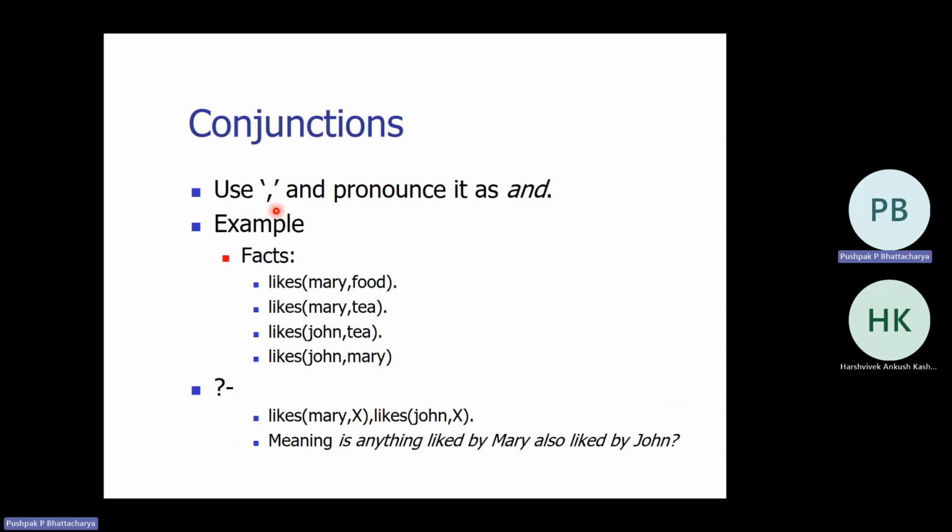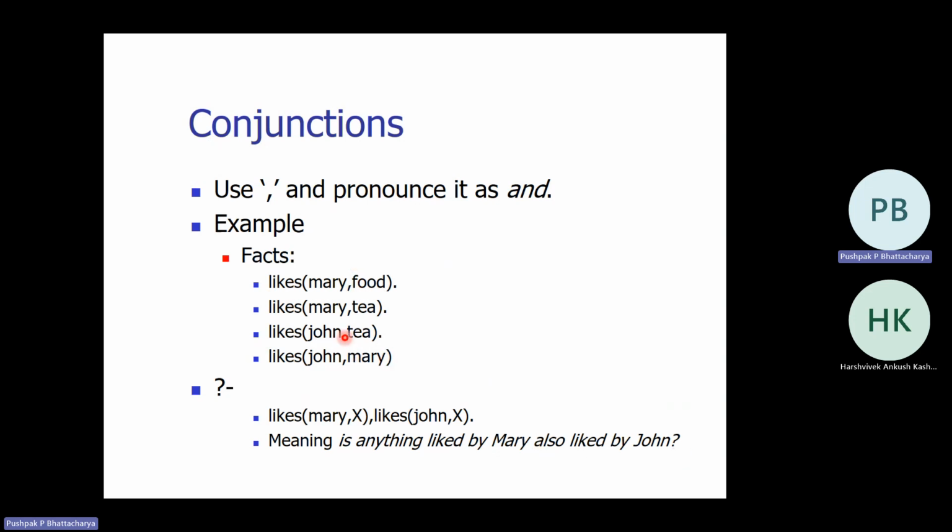Conjunction: use a comma and pronounce this as "and". Suppose you're given these facts: likes(mary, food), likes(mary, tea), likes(john, tea), likes(john, mary). So if we have this question, likes(mary, X), likes(john, X): is there something that both Mary and John like? Yes, that is the meaning of these two expressions linked by the comma. Comma is conjunction. So is anything liked by Mary also liked by John?